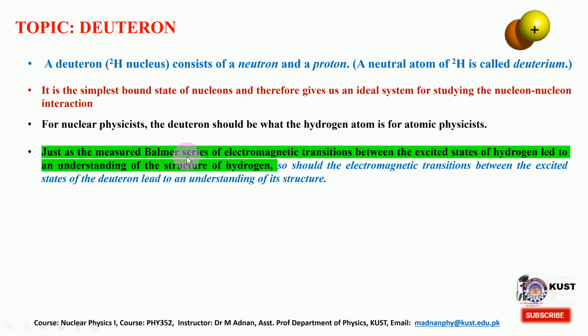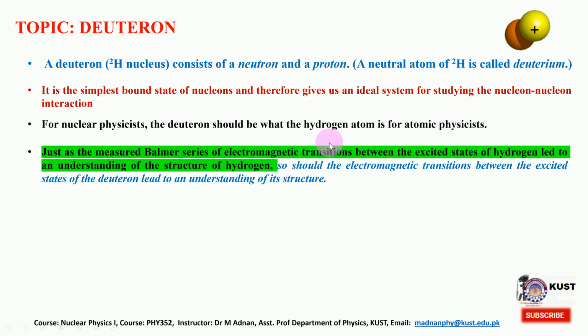Just as the measured Balmer series of the electromagnetic transitions between the excited states of hydrogen led to the understanding of the structure of hydrogen, so should the electromagnetic transitions between the excited states of the deuteron lead to the understanding of its structure.